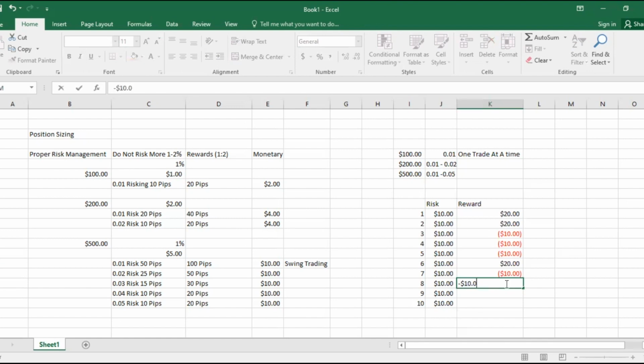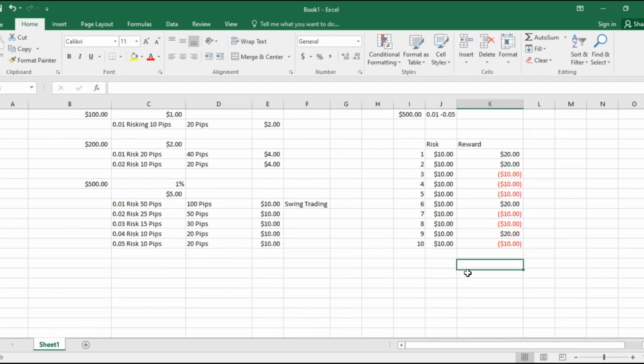So if you lose, you are losing $10. If you win, you are winning what? $20. Okay, so this can be a winning trade. Let's say this becomes a winning trade. And then the last one becomes a losing trade. So we lose $10. Okay, so from this we can see our winning trades.